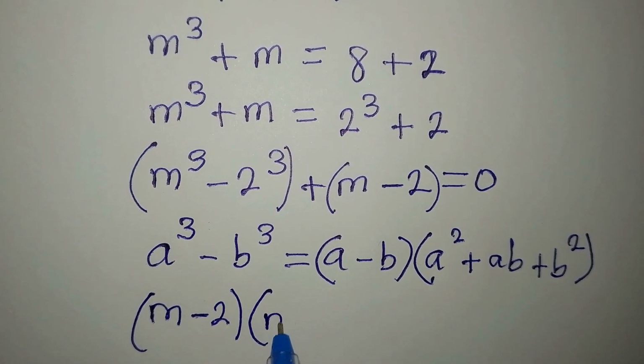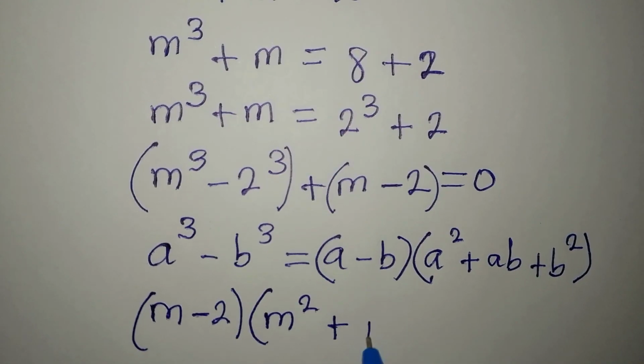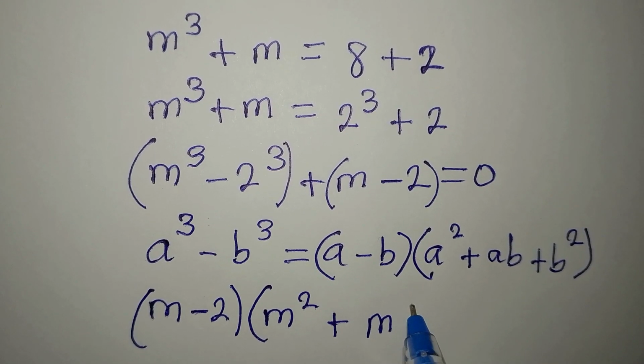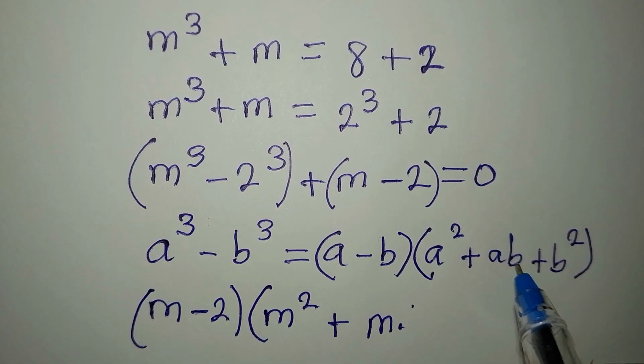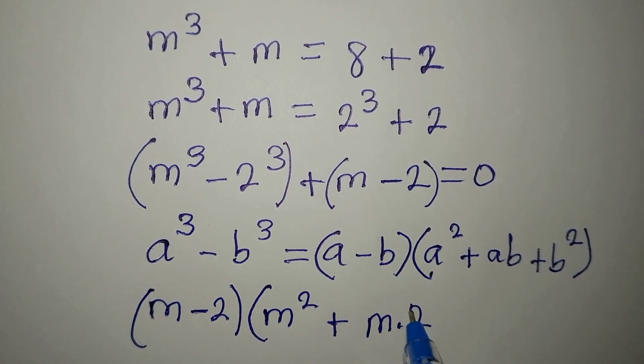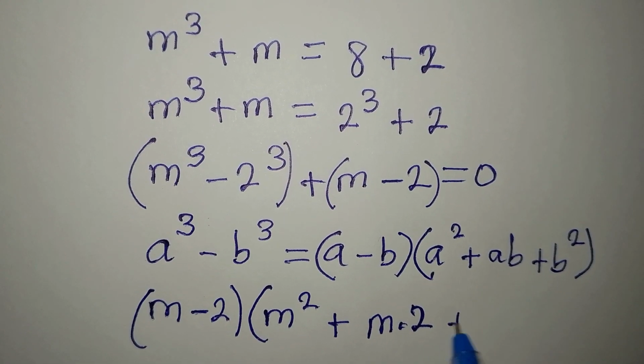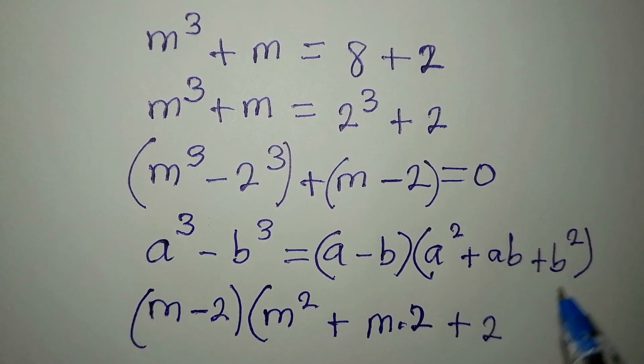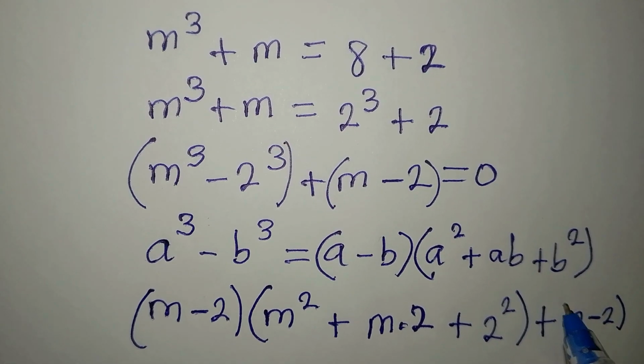a squared, that will be m squared. Then plus, what is a? a is m. And then times, what is b? b is 2. That is m times 2, right? Then plus b squared, and our b is 2. This is squared, so we square this. Then we have plus m minus 2 again, m minus 2, and everything is equal to 0.